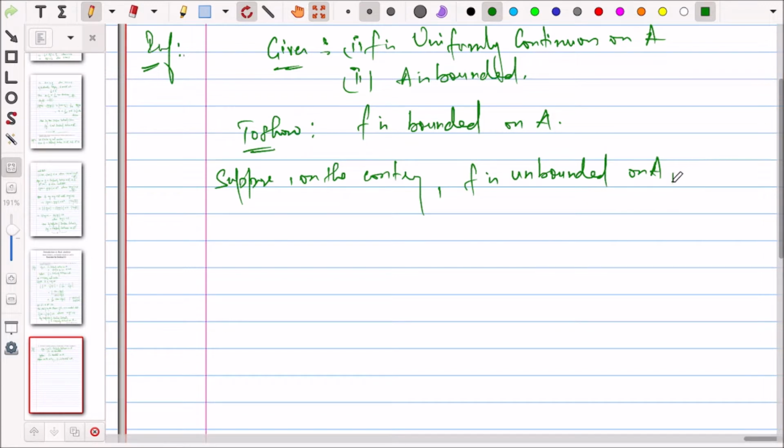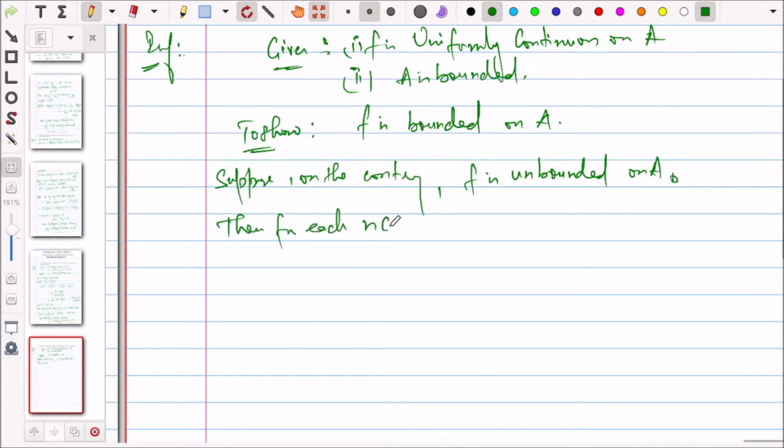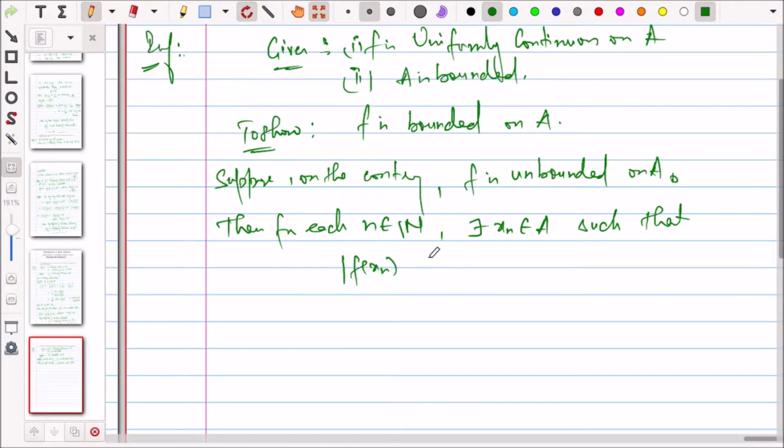Then for each n belonging to N, because this f is unbounded on A, there exists x_n belonging to A such that modulus f of x_n is greater than or equal to n. For each n there exists x_n belonging to A such that modulus f of x_n is greater than or equal to n. Mark it as star.